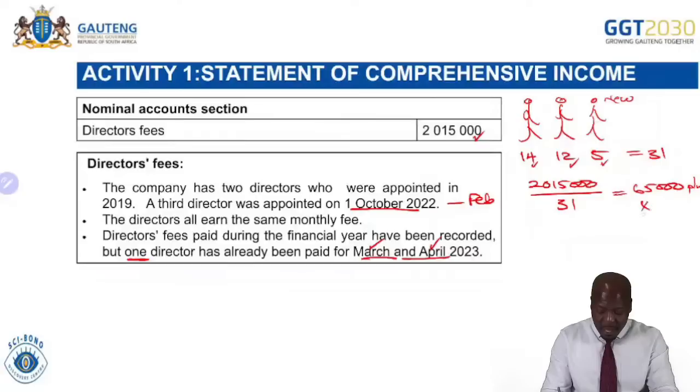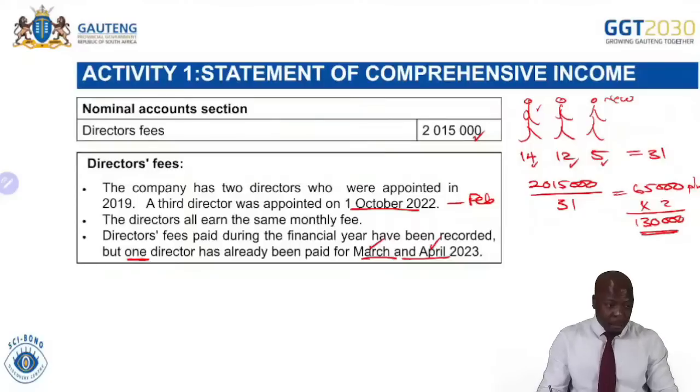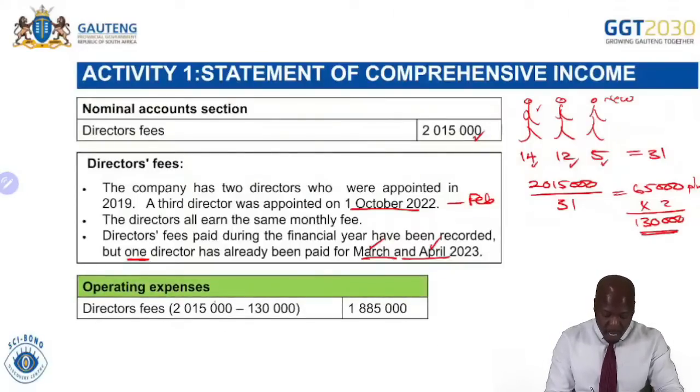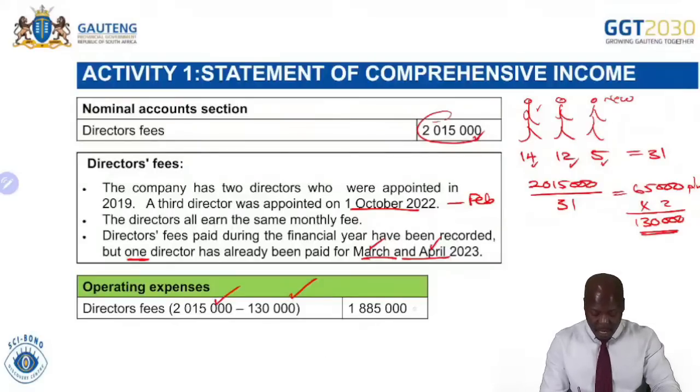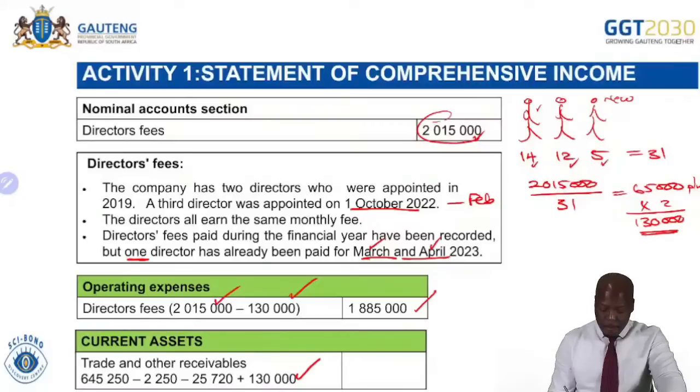So our problem is this first director here, he has received for 14 months. Was he supposed to get for 14 months? No, he was supposed to get for 12 months. So we'll multiply this by 2, then we get 130,000. That becomes my prepaid expense. So I'll come here and I'll say my 2,015,000 in the trial balance minus my prepaid expense. Then I end up with 1,885,000. Then I come now and say, once I have a prepaid expense, it is receivable. So I add it over there.